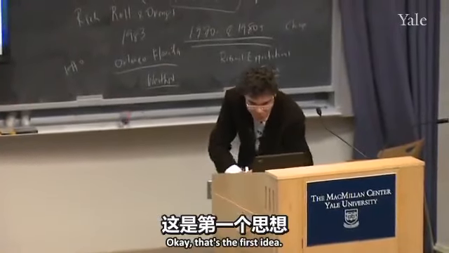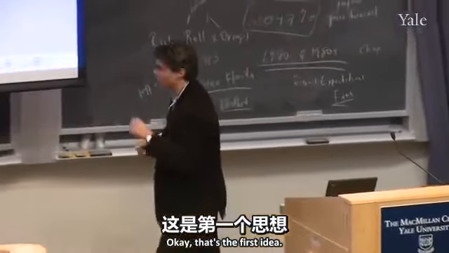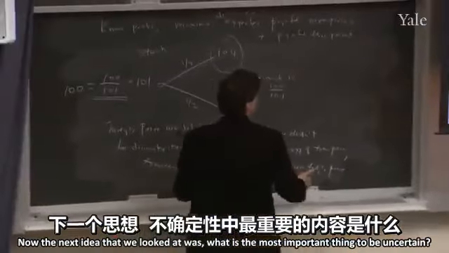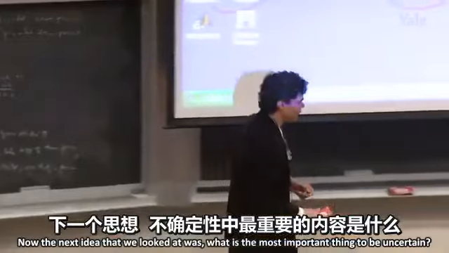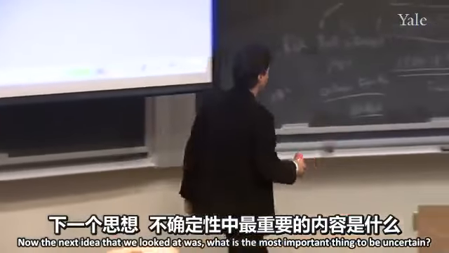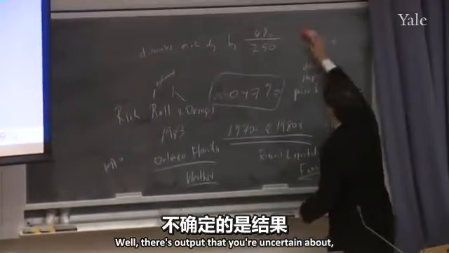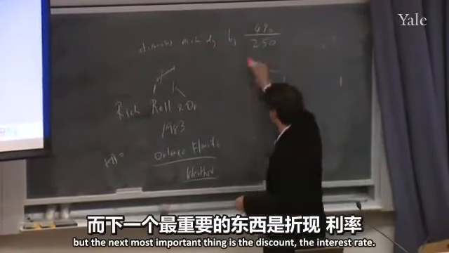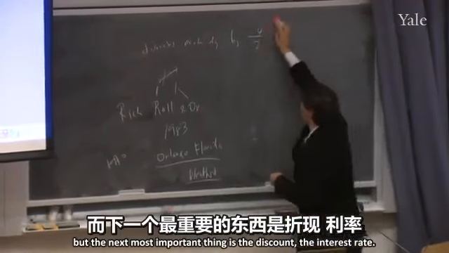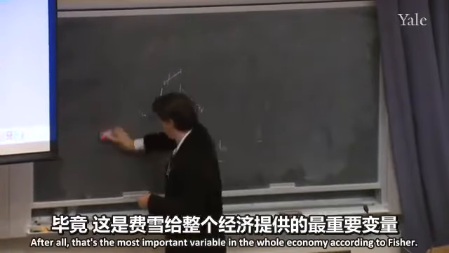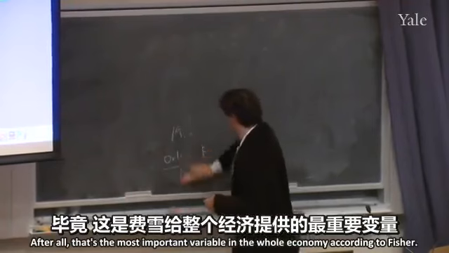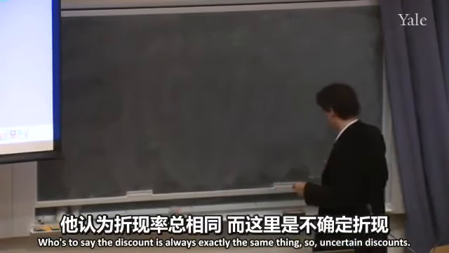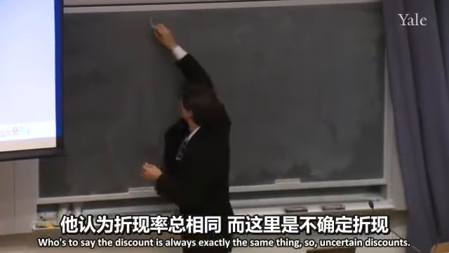So that's the first idea. Now the next idea that we looked at was, what is the most important thing to be uncertain about? Well, there's output that you're uncertain about, but the next most important thing is the discount, the interest rate. After all, that's the most important variable in the whole economy, according to Fisher. Who's to say the discount is always exactly the same thing? So, uncertain discounts.